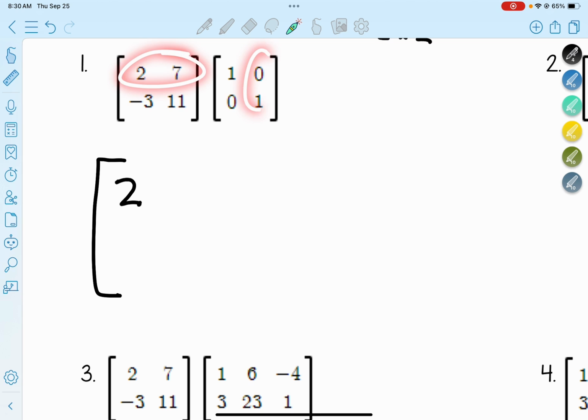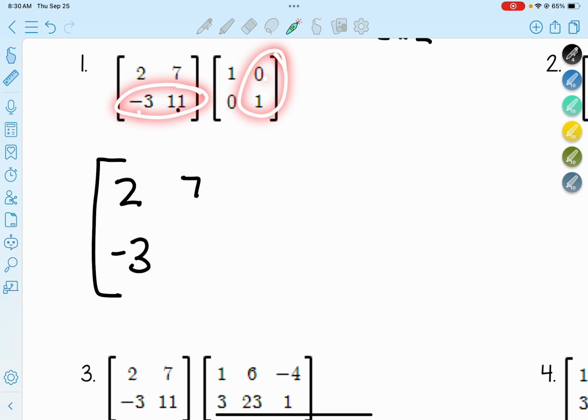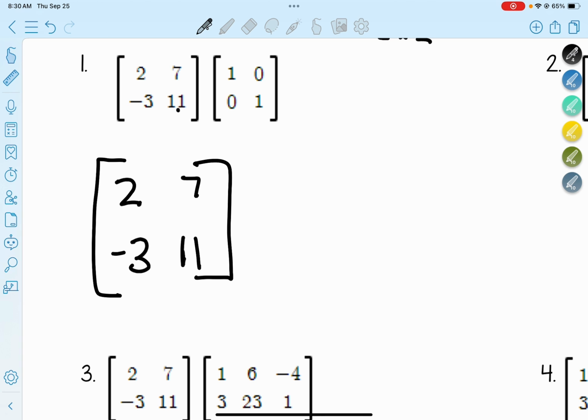Then we do top row times second column, so I have 2 times 0, which is 0, 7 times 1, which is 7. Now doing the same thing with the bottom row and first column, I have negative 3 times 1, which is negative 3, 11 times 0, which is 0, so that is negative 3. And then we have bottom row and right column, negative 3 times 0 is 0, 11 times 1 is 11, which we write right here, and we can go ahead and close that matrix.